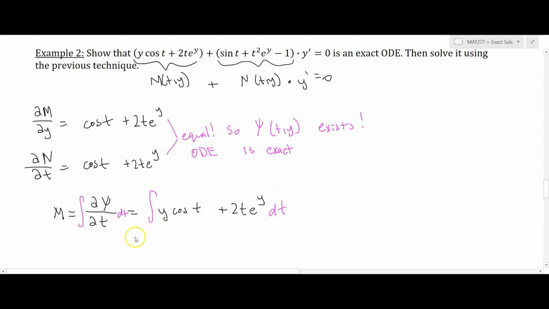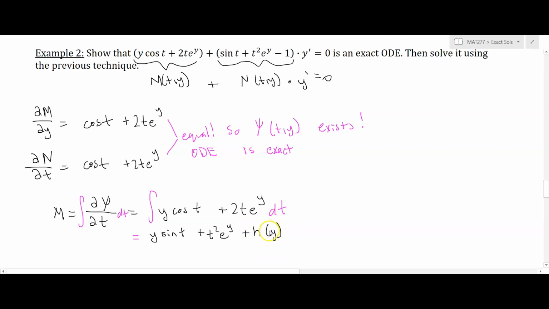And so in this integral, I see that I could factor out the y, because that's a constant, and the integral of cosine t is sine t. So this becomes y sine of t. The integral of this with respect to t, well, e to the y is a constant. The integral of 2t is t squared, so I get plus t squared e to the y. And then, because when we take the derivative with respect to t, any function that involved y must have gone to 0.